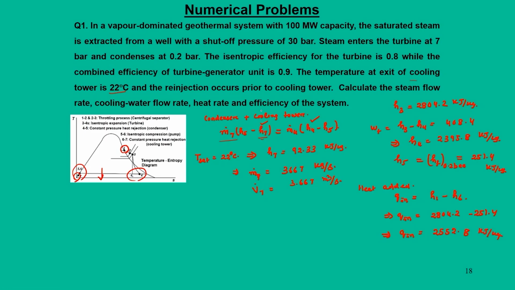Then we need the efficiency of the system. So, efficiency of the system is W by Q in. W is already 367.54, that is the final work output, divided by 2552.8. So, efficiency of the plant, or system, becomes 0.15, or approximately 15%.